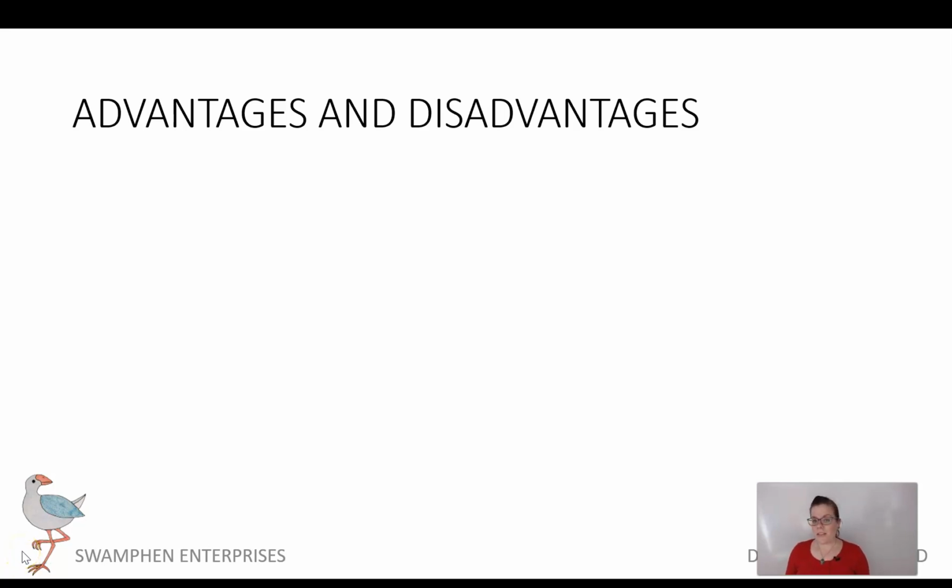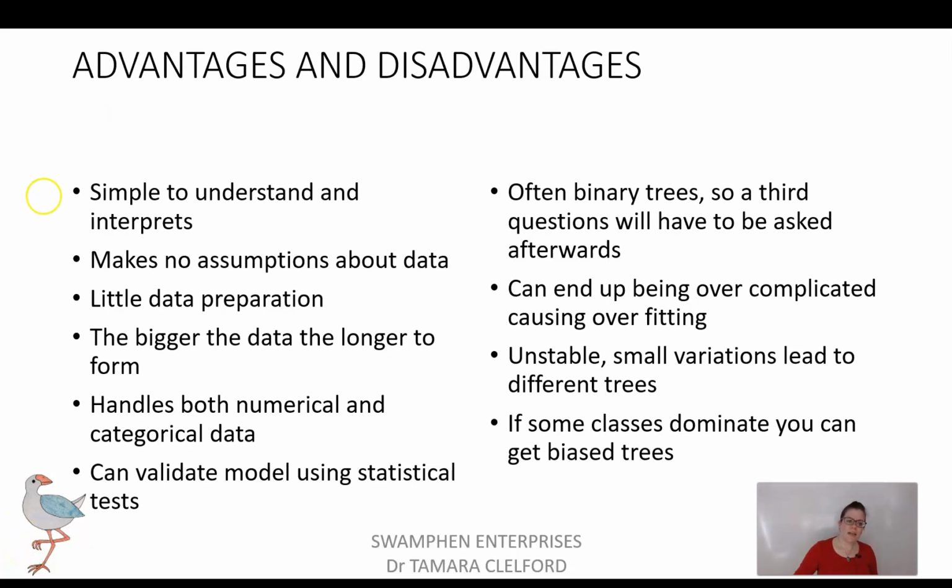So we're going to have a look at the advantages and disadvantages of decision trees here. So the advantages are they're very simple to understand and interpret. You can look at a decision tree and it makes sense to you. You can show the decision tree to someone else and it will make sense to them.